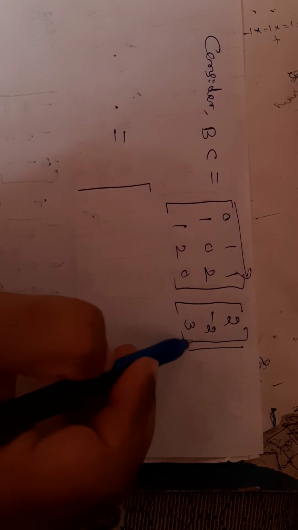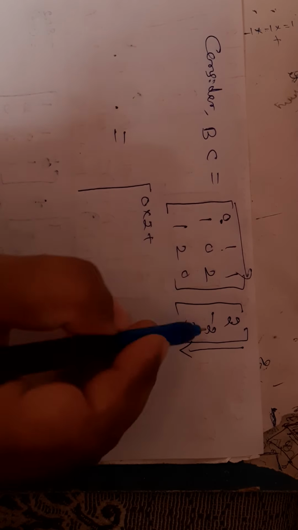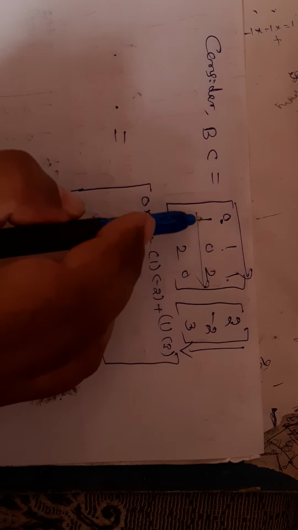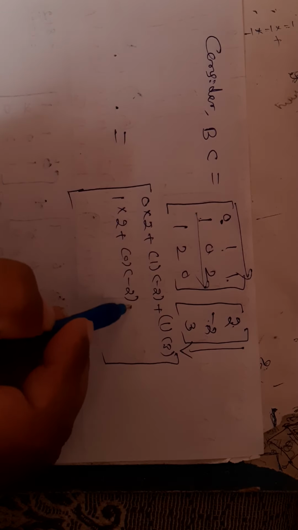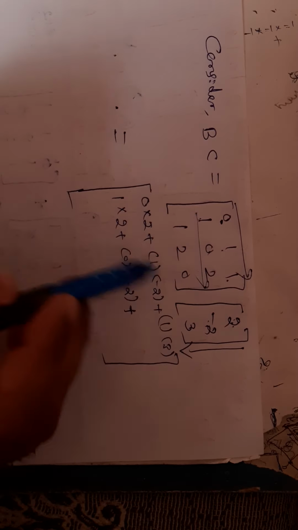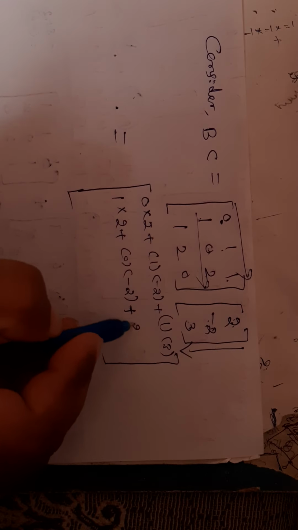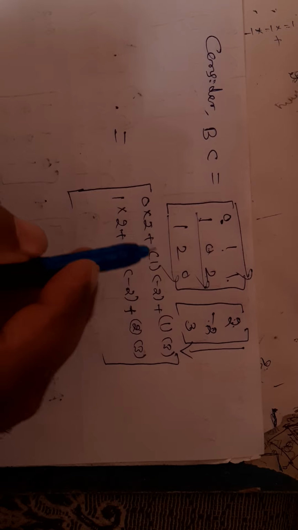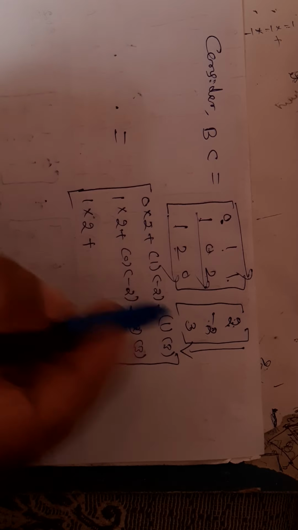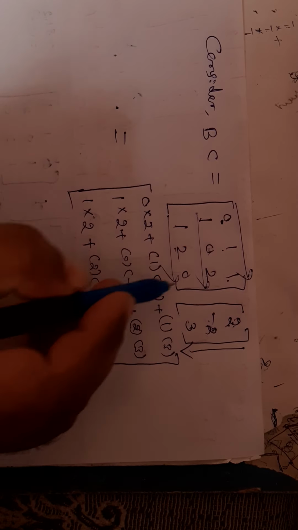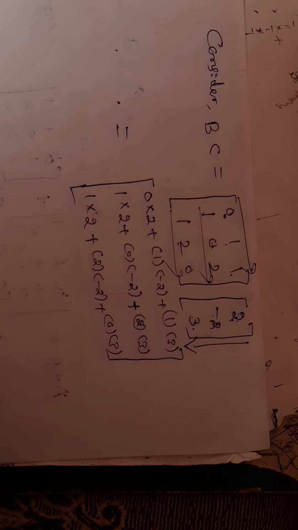Here the first row, and one column is there: 0 into 2, plus 1 into minus 2, plus 1 into 3. Then consider the second row: 1 into 2, plus 0 into minus 2, plus 2 into 3. Then the last row: 1 into 2, plus 2 into minus 2, plus 0 into 3.